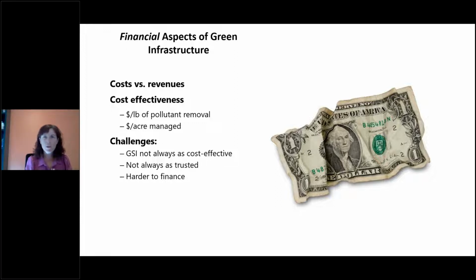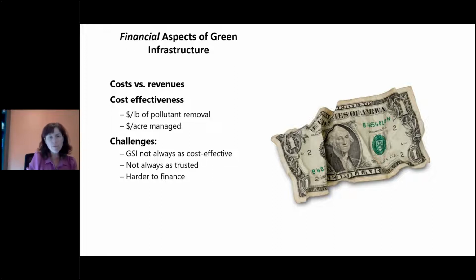But in stormwater, we might think about the cost per pound of pollutant removed or the dollars per impervious acre managed. With green infrastructure, that traditional financial lens presents some challenges, in that green infrastructure is not always as cost effective as some traditional gray infrastructure solutions. In the past, and I think this is changing, it hasn't always been as trusted a method, especially if you need to comply with certain water quality regulations. It hasn't been implemented at that scale to really prove that in some communities.